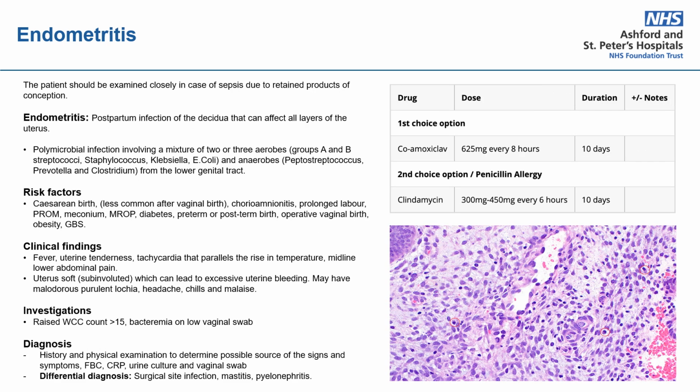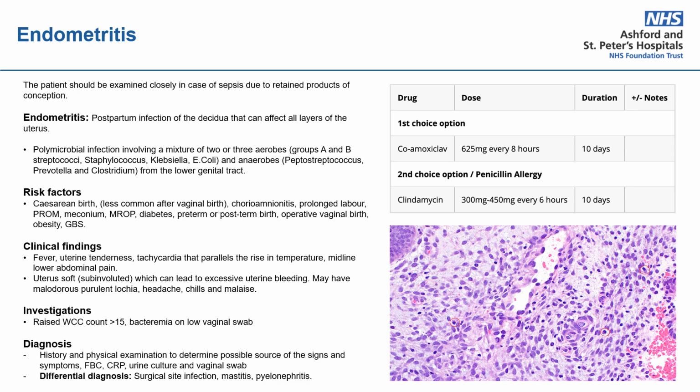Postpartum endometritis refers to a postpartum infection of the decidua that can affect all layers of the uterus. It's a common cause of postpartum fever and uterine tenderness. Most infections are mild and will resolve with antibiotic therapy. However, in a minority of patients, the infection can extend into the peritoneal cavity, causing peritonitis, intra-abdominal abscess, or sepsis.